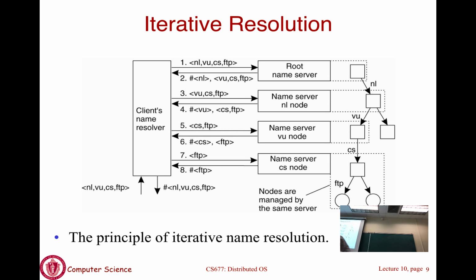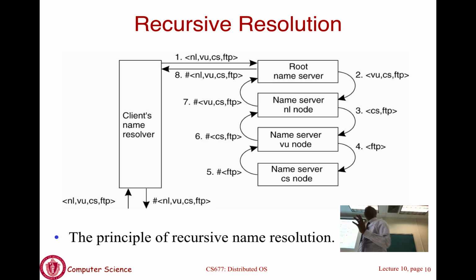Here is another way to do the same thing. It is called recursive name resolution. Same idea, same example, but you are going to recursively do this rather than iteratively. So, you just inject the request to the name server saying, I want to resolve this name, you go figure it out, get me the answer.